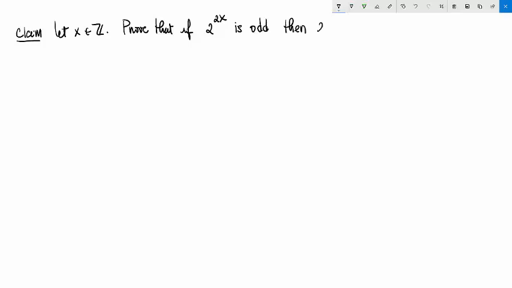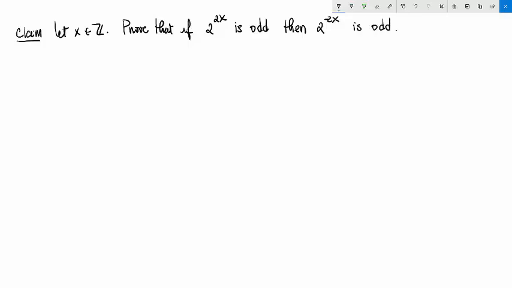So let's look at another example, and I'll show you a little bit how I go through my process when I'm writing a proof. So let me write down the claim here. The claim is the following: let x be an integer. Prove that if 2 power 2x is odd, then 2 power negative 2x is odd.